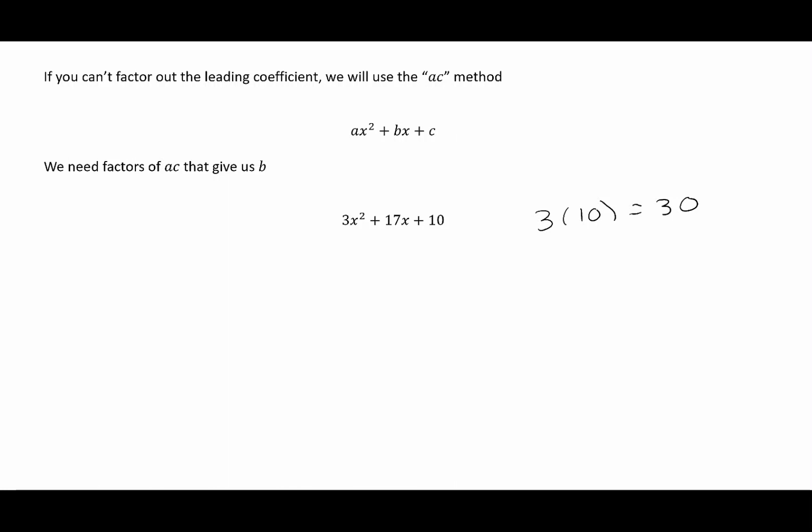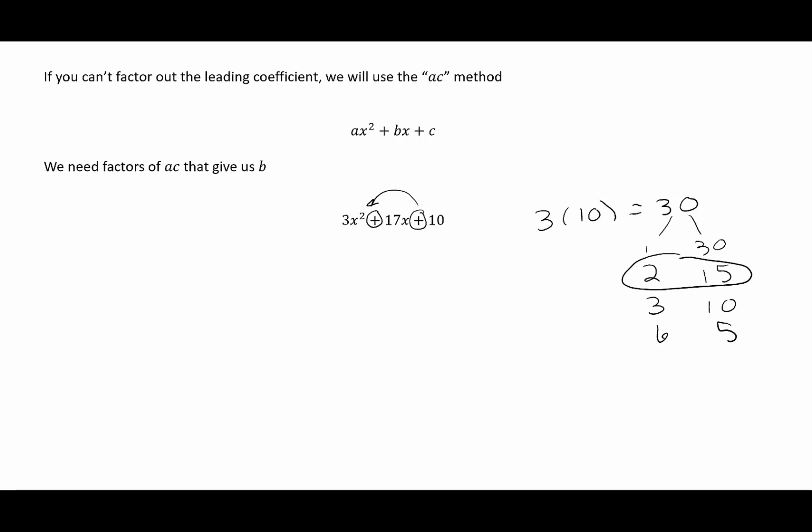I can still use the same strategies about the signs in front of B and C. The positive in front of the C says to look at the positive in front of the B, and I know that both of my factors will be positive. Factors of 30 are 1 and 30, 2 and 15, 3 and 10, 6 and 5. I want factors that add up to 17, which is 2 and 15.